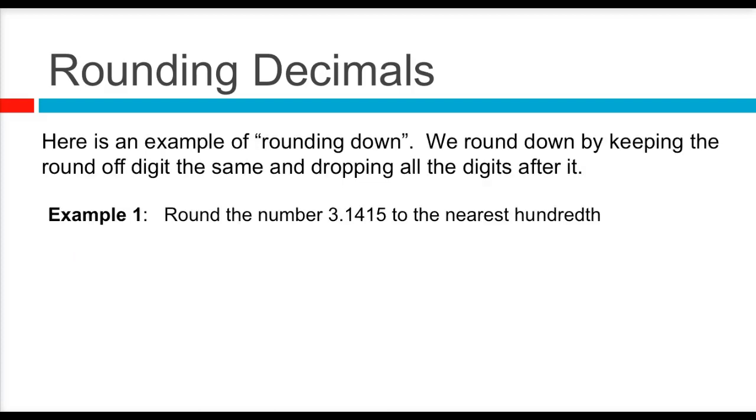The first example is going to be one of rounding down. We round down by keeping the round-off digit the same and dropping all the digits after it. So here we have this example. Round the number 3.1415 to the nearest hundredth place. First we need to locate the round-off digit, which in this example is the hundredths place, so that will be the 4. Now we look to the right of that digit, and we see it's a 1, and we're rounding down, so the 4 stays the same, and we drop the digits after it. So the final answer is going to be 3.14.